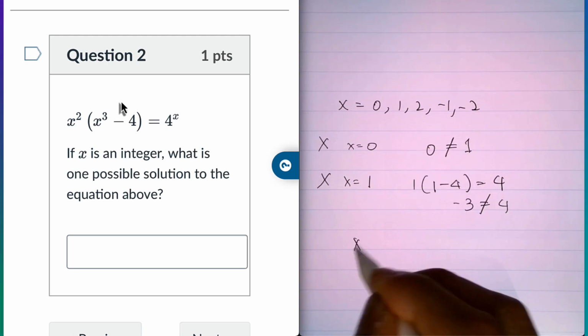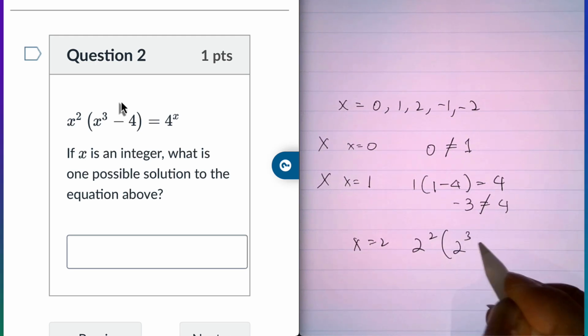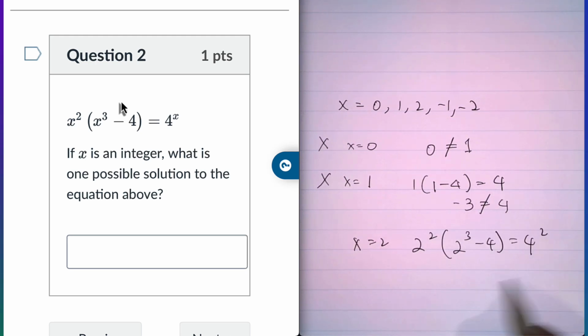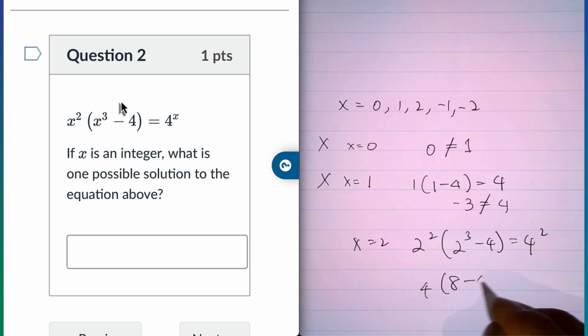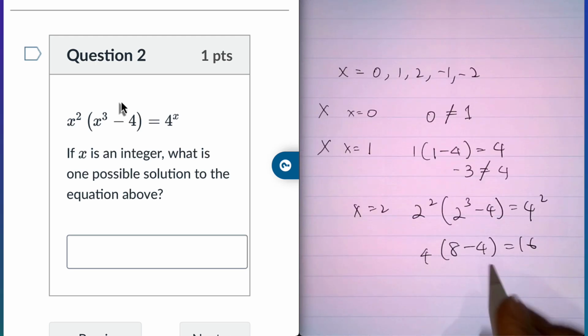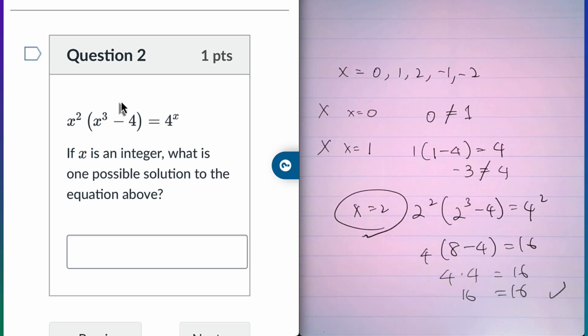When you put in x equals 2, we know this will work. 2 squared is 4 and 2 cubed is 8. 8 minus 4 will give you 4, and 4 times 4 is 16. The left and right sides are equal, so we know that x has to be 2. So this is how you do it analytically. So one possible answer is 2.